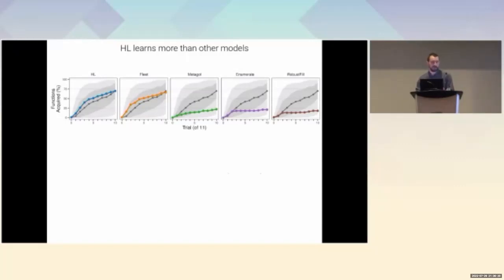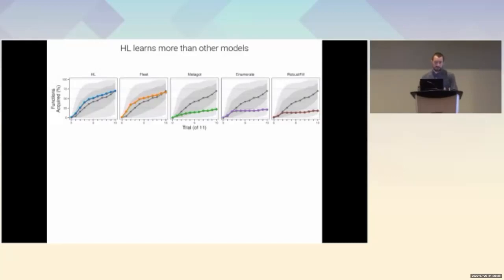And people are very good at this task. They acquire about 50% of our functions within 7 trials. HL and Fleet, which is a stochastic search algorithm, also have slightly better than median human performance here. But the other 3 models are much worse. They only ever acquire about 20% of the functions.